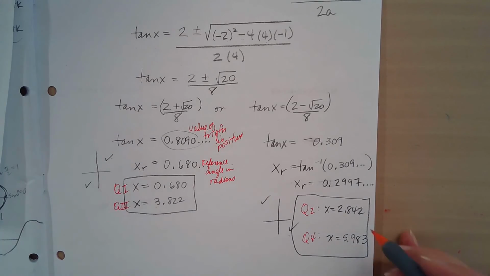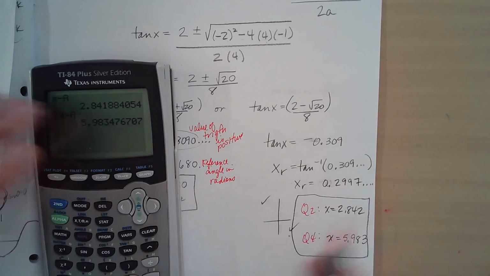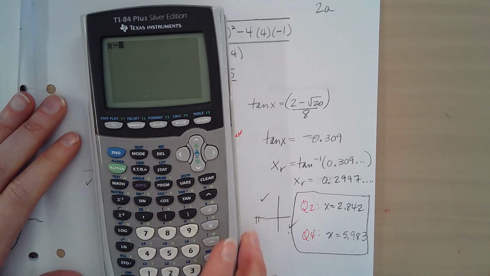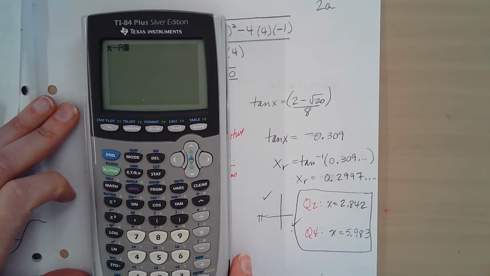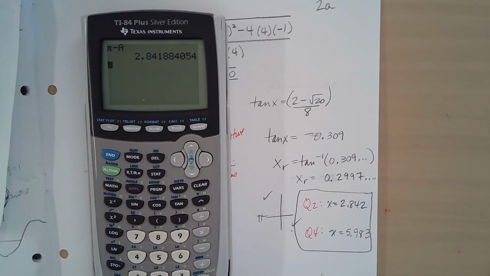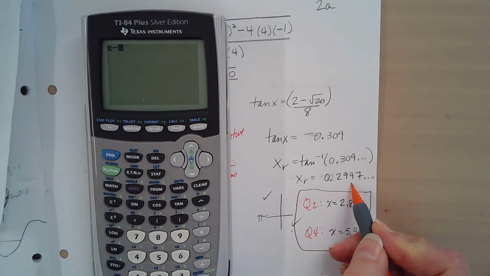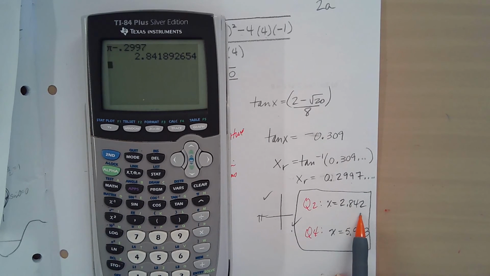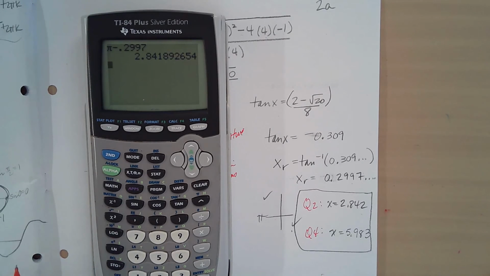How did I get this one? This is my reference angle. So I took pi, subtract my reference angle, and I get 2. You got what? So I'll go pi, subtract. I'll just type this in, okay? 0.2997. It'll be a little off, but I still get that. Are you in radians? Is your calculator in radians? Yeah? Okay. Use the pi symbol. Don't use 3.14.